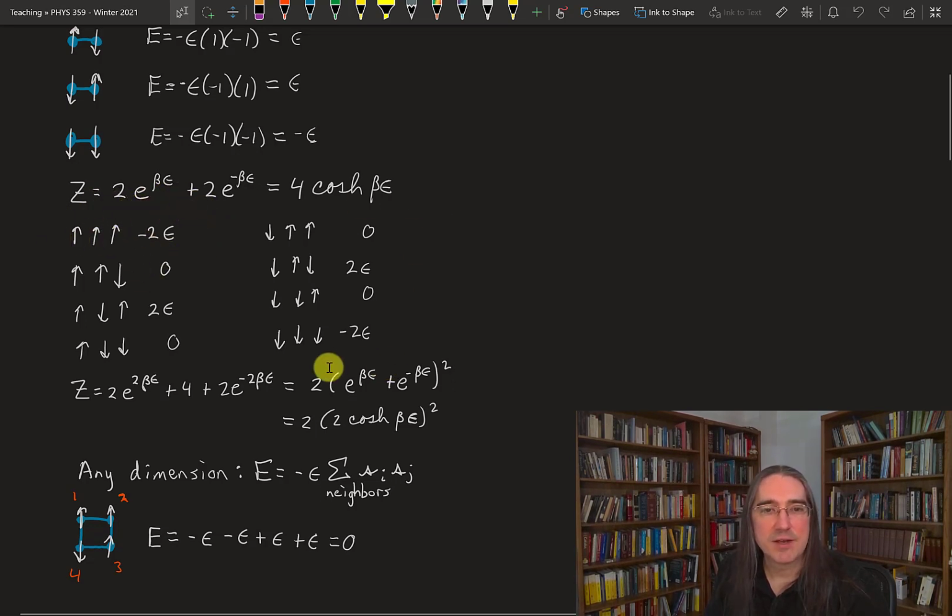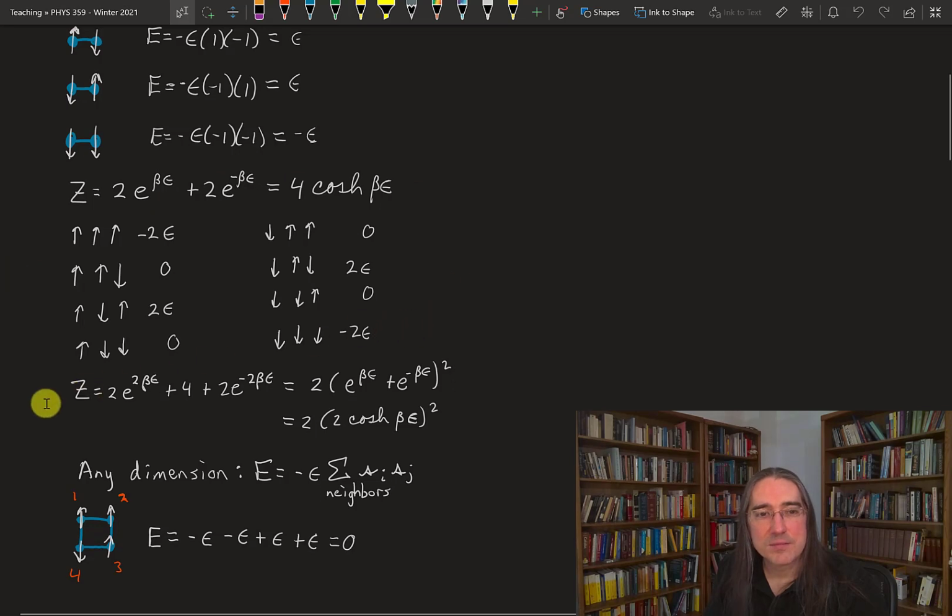So I've got the full accounting of the 3-spin system here, and I'd encourage you to just pause the video, make sure you can work through and get the same answers here. Okay. And as an example, here we've got minus epsilon times 1 is minus epsilon, plus minus epsilon times 1 times minus 1, that's plus epsilon. So we had a minus epsilon plus a plus epsilon, that gives us 0. Okay.